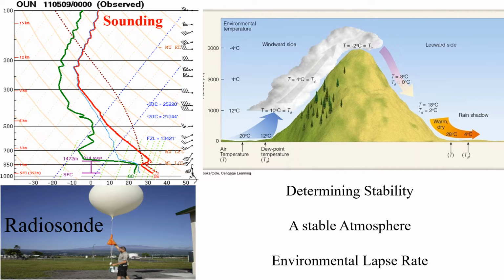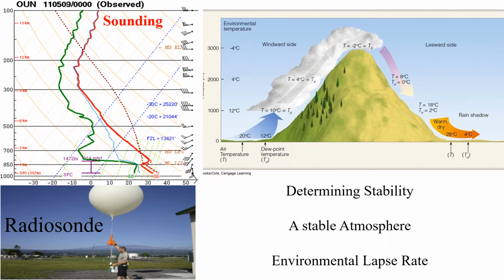If the rising air is warmer and therefore less dense or lighter than the surrounding environmental air, it will continue to rise until it reaches the same temperature as its environment. So this is an example of unstable air.